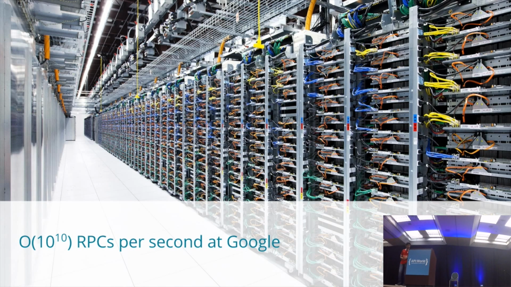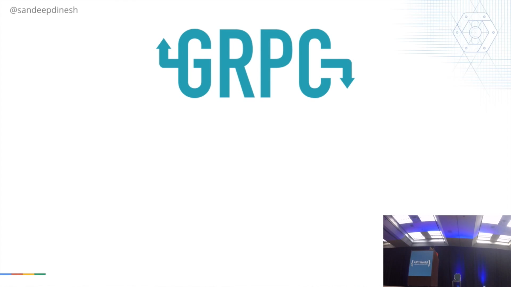So a little bit of background at Google. I did not know this until I actually wrote these slides. There are big O of 10 to the 10th RPC calls per second in our data centers. That's a very big number. That's a lot of zeros. So how do we solve this? We solve it with Stubby. And gRPC is kind of the open source descendant of Stubby. So let's take a look at why gRPC is good for building microservices.